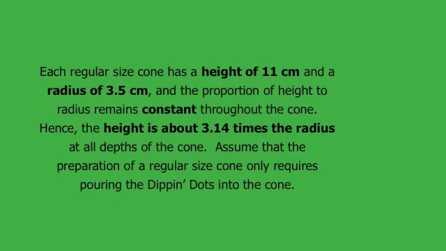Each regular-sized cone has a height of 11 centimeters and a radius of 3.5 centimeters, and the proportion of height to radius remains constant throughout the cone. Hence, the height is about 3.14 times the radius at all depths of the cone. Assume that the preparation of a regular-sized cone only requires pouring the Dippin' Dots into the cone.